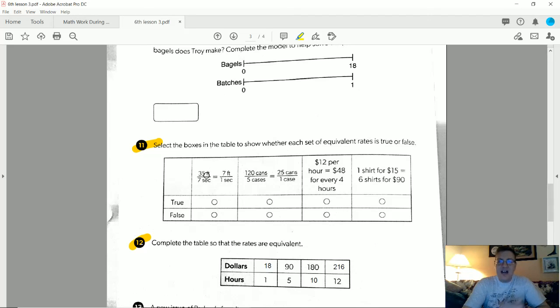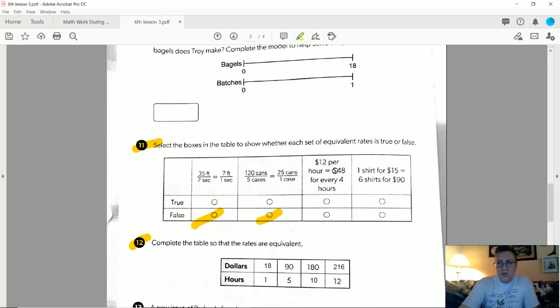If this ends in 5, my other one has to be 5. So if I do 35 divided by 7, I should have 5 feet per second. So that is false. If I take 120 and divide it by 5, I do not get 120, or I do not get 25. I would need 125 to get that.